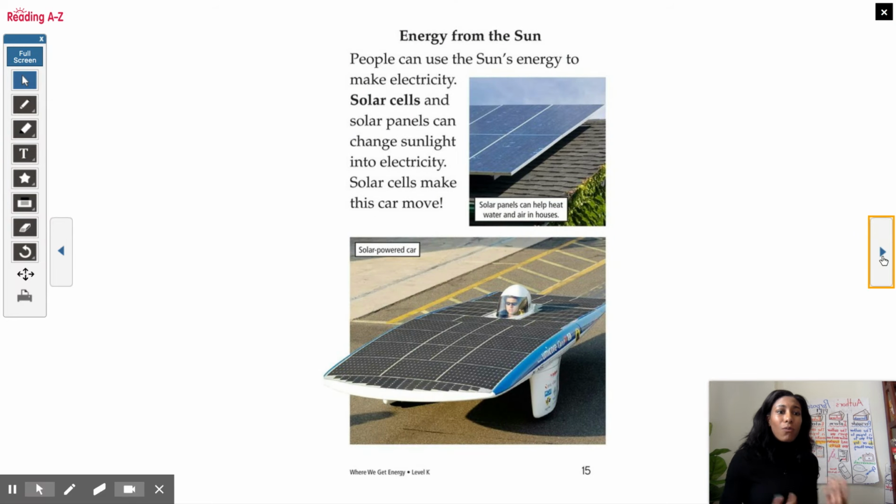Electricity from the sun. Wow, there are so many different kinds of energy. Let's keep going. People can use the sun's energy to make electricity. Solar cells and solar panels can change sunlight into electricity. Solar cells make this car move.